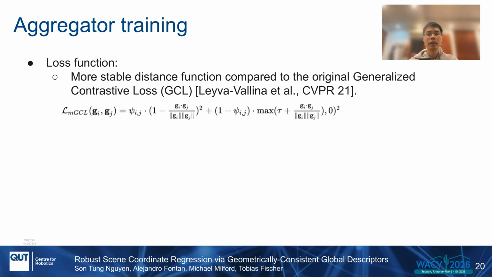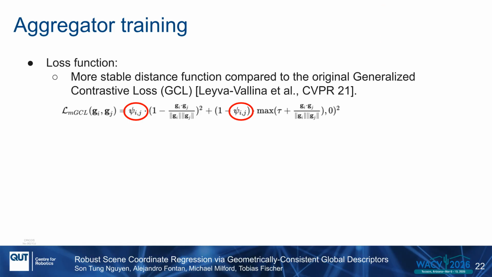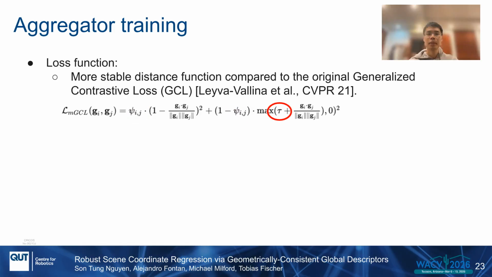To train this aggregator, we modified the generalized contrastive loss with a more stable distance function. Here in this loss, Gi and Gj are the global descriptors produced by the aggregator from two random images, and the overlapping score, and the margin tau controls how far apart these similar pairs should be.